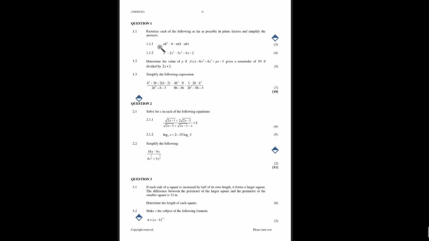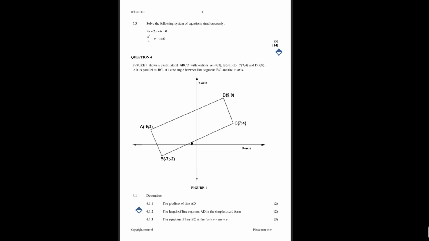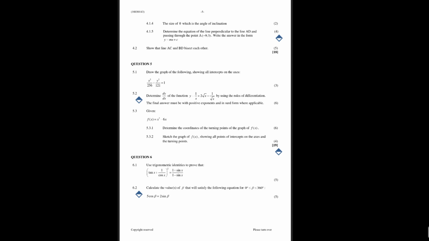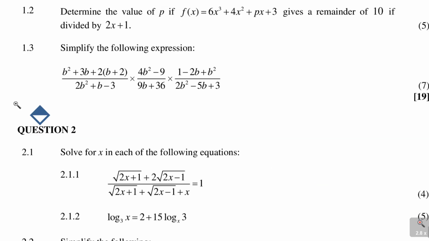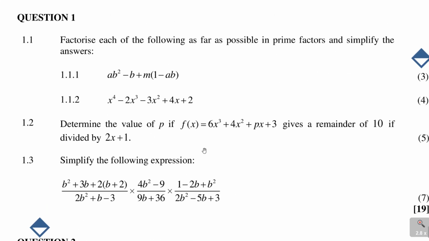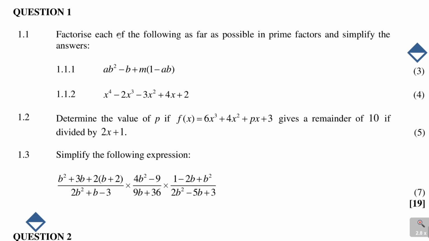I'm going to go through question 1, 2, 3, 4, question 5, and then end with question number 6, out of 100 marks. So let's start with the first one. It's algebra. It says factorize each of the following as far as possible in prime factors. You know, they usually play around with lots of algebra here, and simplify the answers. The first one is 3 marks.